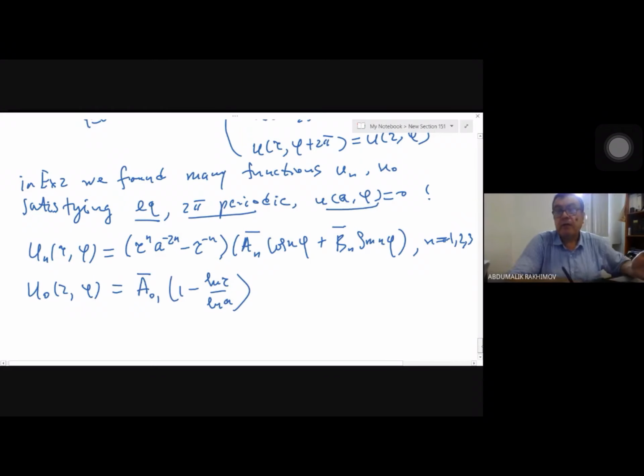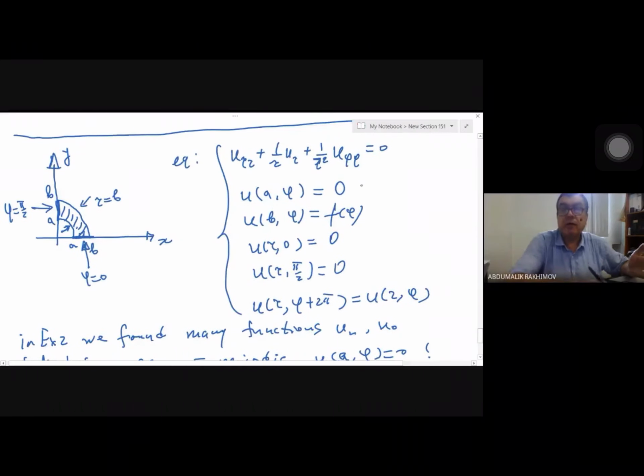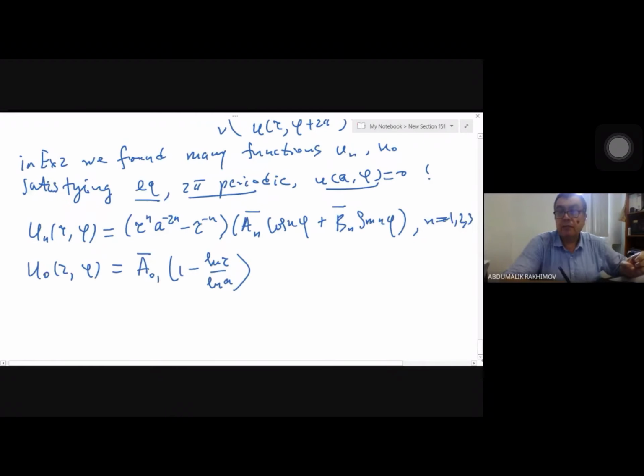Now, if you look, our problem has, so we already have the equation, right? The equation, this and this. But we have 3 more zero boundary conditions. Now I will use this, and I will use this, and last I will use this one. Okay? So let's use u_r(r, 0) = 0.